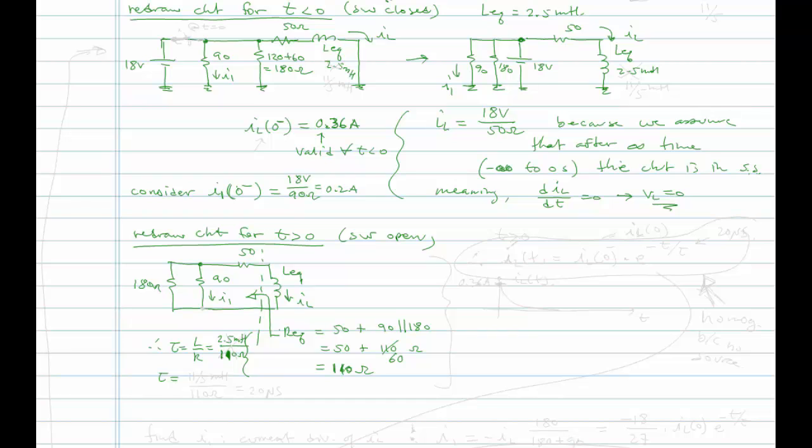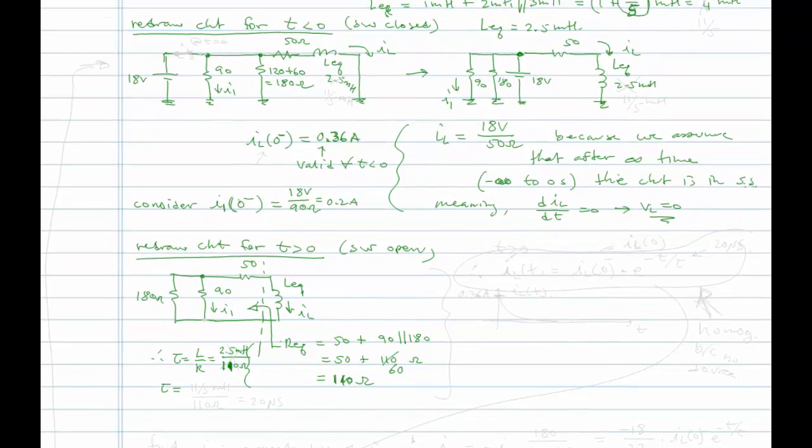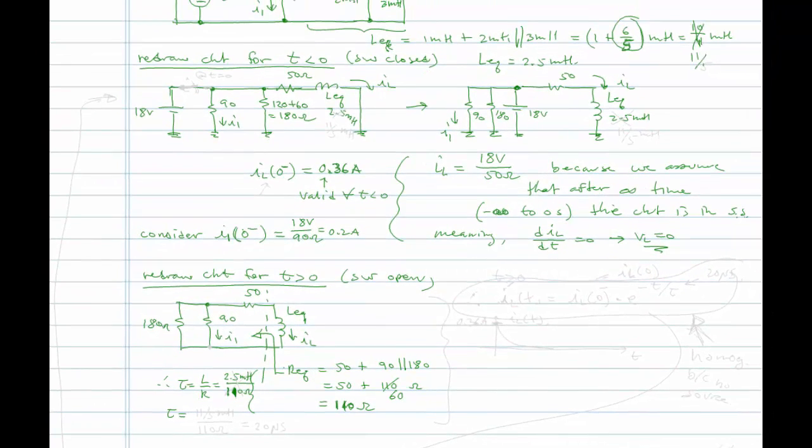Okay, now I realize that this is a mistake up here. When I did the parallel combination of the 2 millihenry and the 3, that's 2 times 3 over 2 plus 3. So that's 6/5 of a millihenry. So we end up with 11/5 of a millihenry. Okay, where else did that go? So let me just cross this out. Tau is equal to 11/5 of a millihenry divided by 110 ohms, and that should equal 20 microseconds.